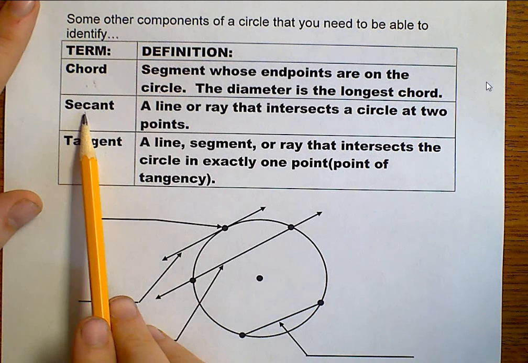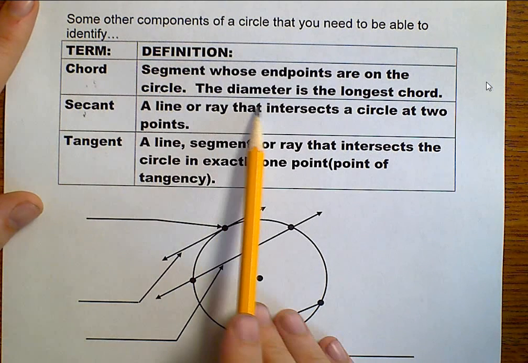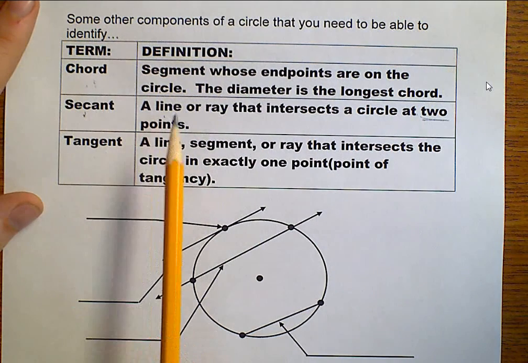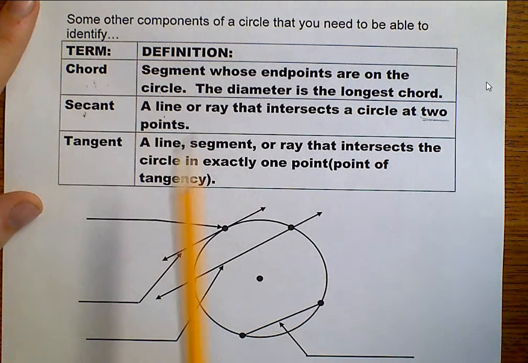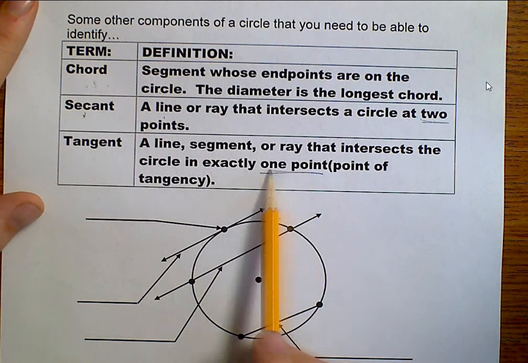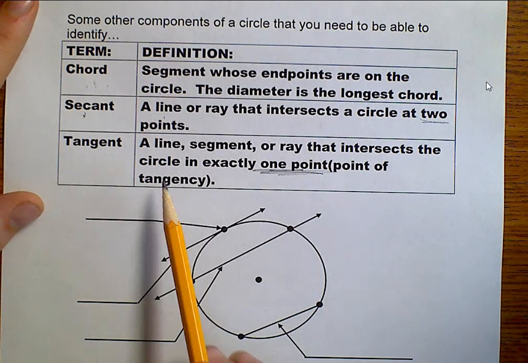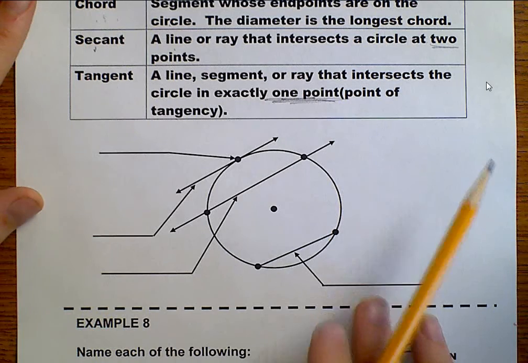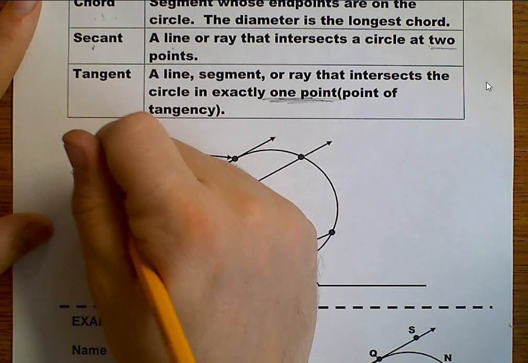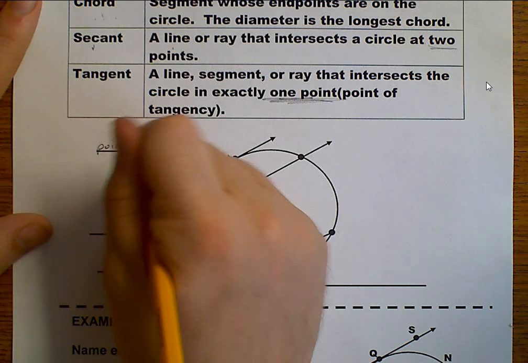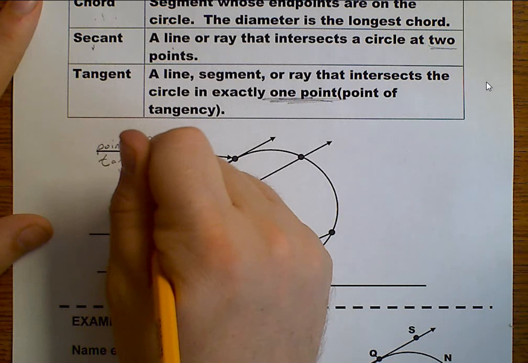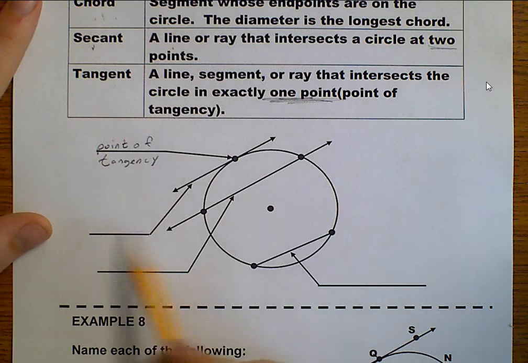The secant is a line or ray that intersects a circle at 2 points. So secants make chords. And then a tangent is a line, segment, or ray that intersects this circle in exactly 1 point, which is called the point of tangency. So let's go ahead and look at this. This point right here, that's what we're talking about. That's the point of tangency, which makes this line a tangent.